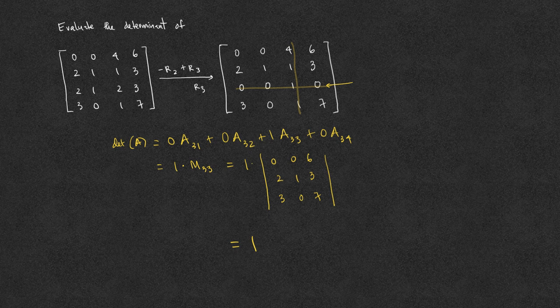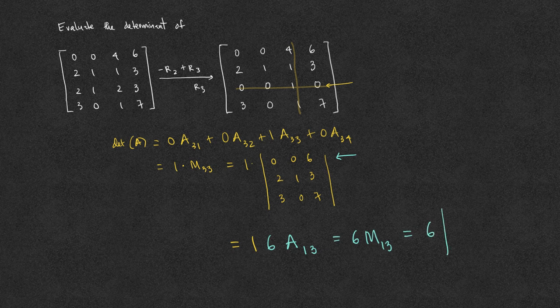The first row has 2 zeros and 1 non-zero. This is 6 times the cofactor 1, 3. The number 6 comes from the entry in row 1 and third column. The cofactor A sub 1, 3 has a positive sign because 1 plus 3 is 4, even. So this is 6 times the minor 1, 3.